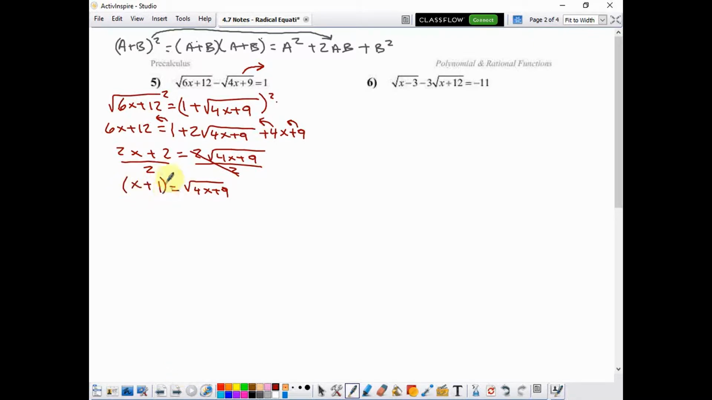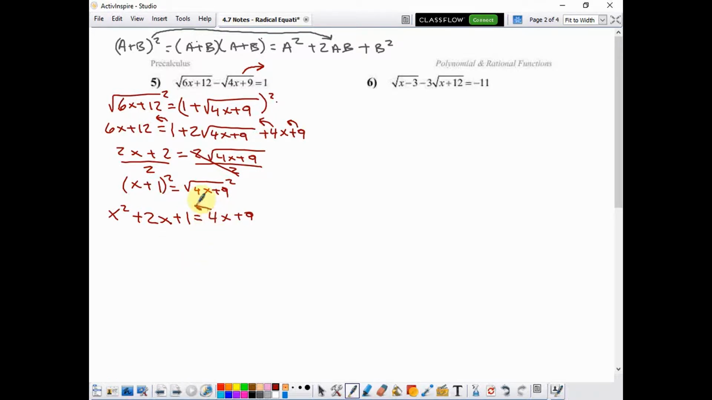And now square both sides. Again, first term squared is x squared. The product is 1 times x. Double that is 2 times x. And the second term squared is 1. And over here on the right side, the squared and the square root cancel, 4x plus 9.